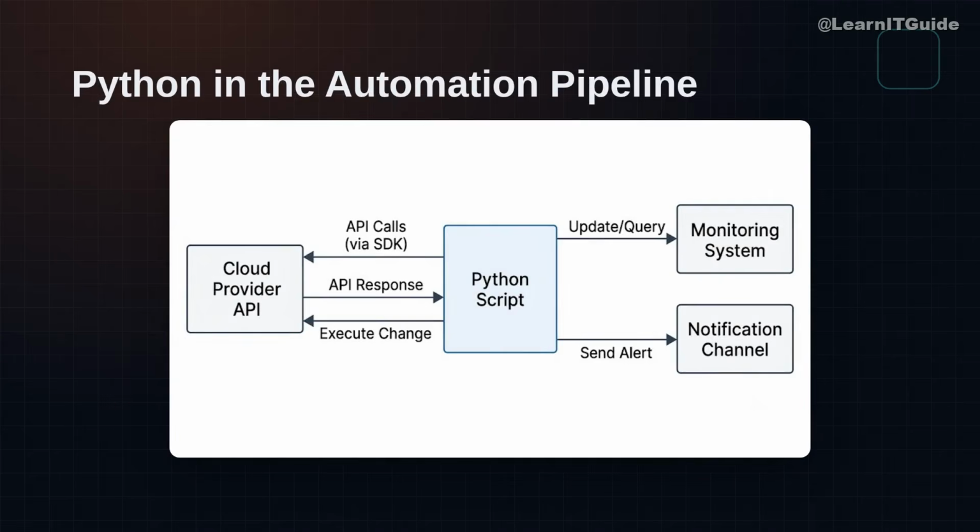How does Python actually work in your infrastructure pipeline? Think of it as the orchestrator. Your Python script talks to the cloud provider API using an SDK. It processes the response, makes a decision based on your business logic, and then executes a change. It can also talk to your monitoring systems or notification channels. This is much cleaner than chaining together 5 different CLI commands in a single shell script.